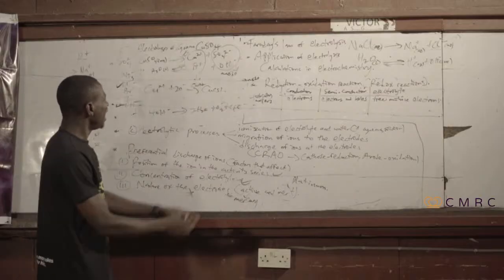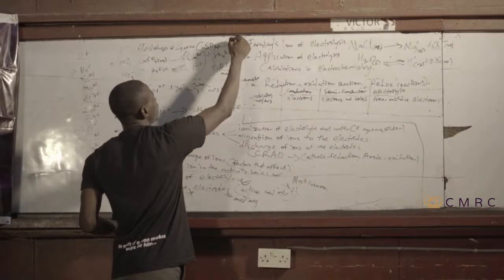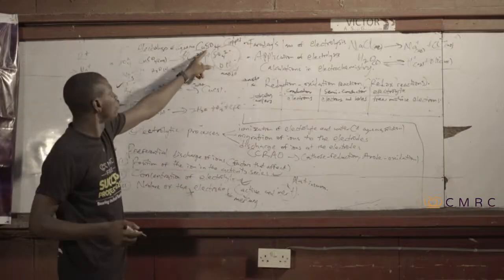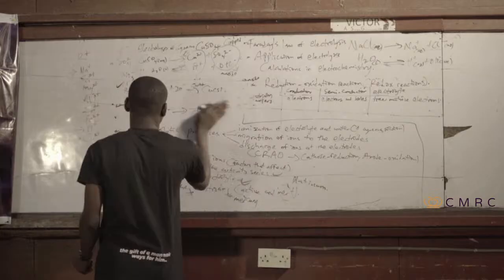Now, let's assume that we are using copper electrodes. Electrolysis of aqueous CuSO4 using copper electrodes. Now, you are going to have a different thing here. So what will happen?